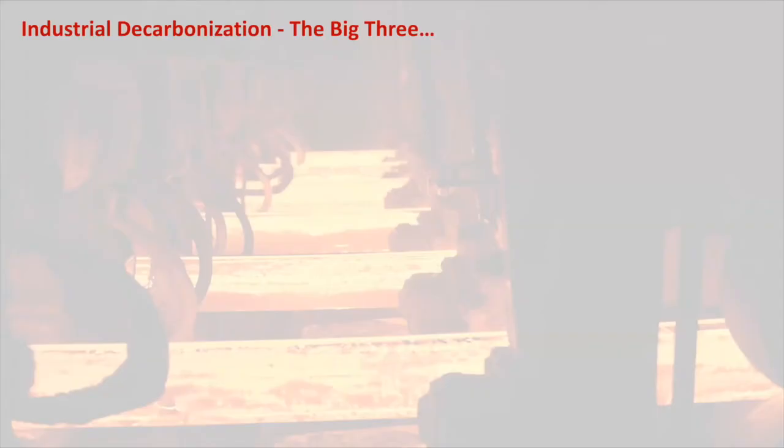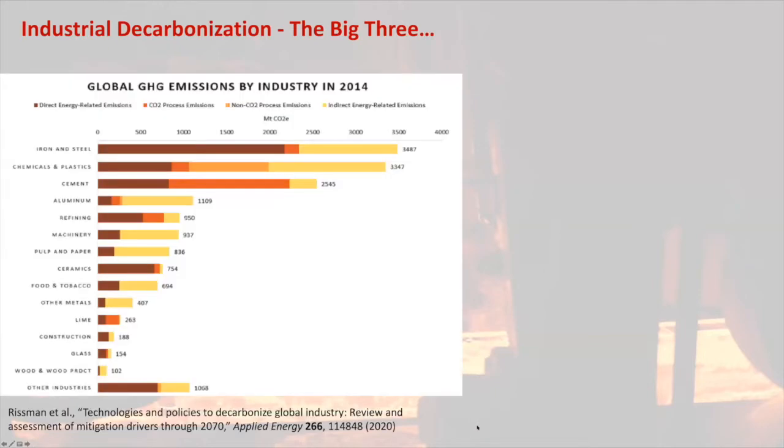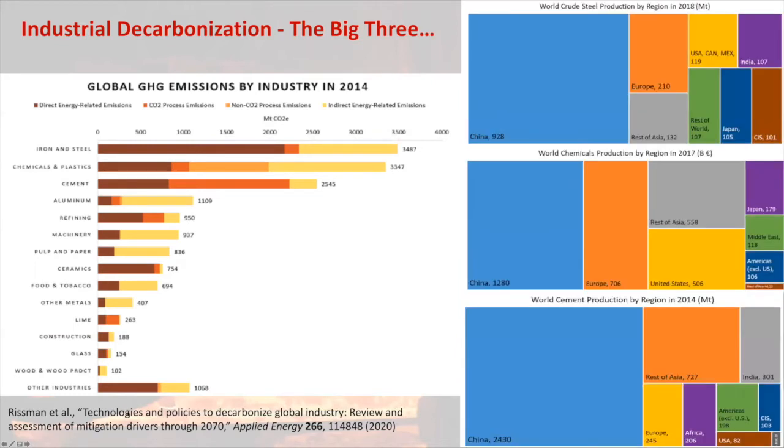So industrial decarbonization, which is really the topic of today, the big three. What are the big three? This is a wonderful paper by one of the authors who is here in this audience today, Ritzman. And this is the global greenhouse gas emissions by industry in 2014. Things have not changed dramatically. So the big three are iron and steel, chemical and plastics, cement, and to some extent, aluminum. And if you look at the other big three, you've got China, you've got Europe, and you've got the United States. And India is growing quickly in that realm as well.